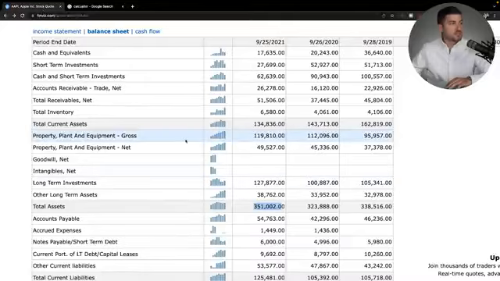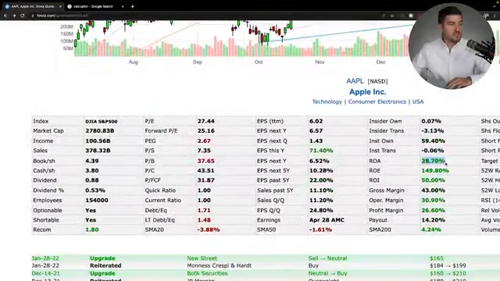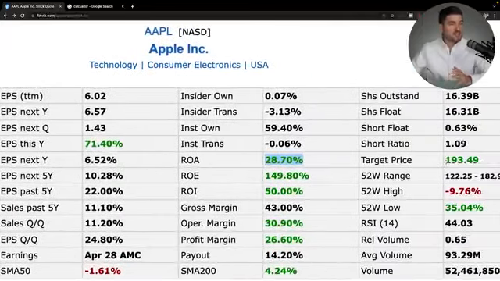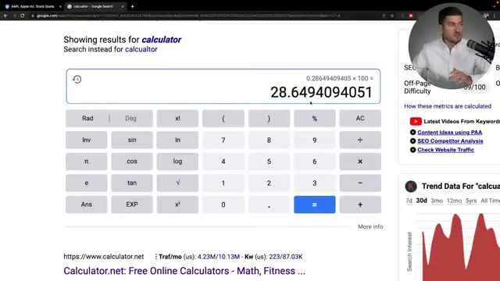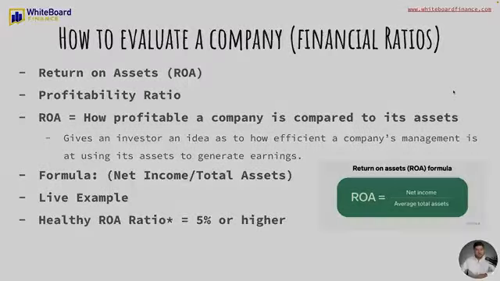28.64%, okay? So if you go back up to ROA percentage, 28.7 is the answer here. So we're close enough. Remember, these prices and numbers change all the time on Finviz. We're not going to be 100% accurate, but you can see here 28.65, 28.7, same thing. That's how we figure out ROA. Make sense? So now let's go back to the presentation.